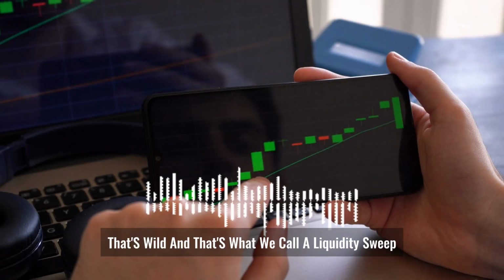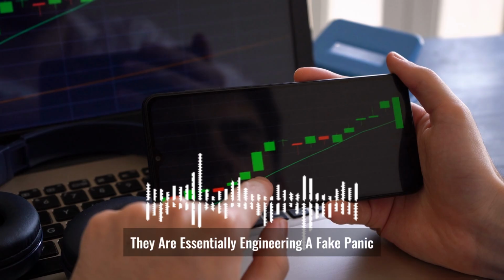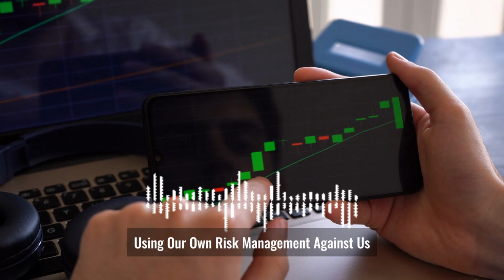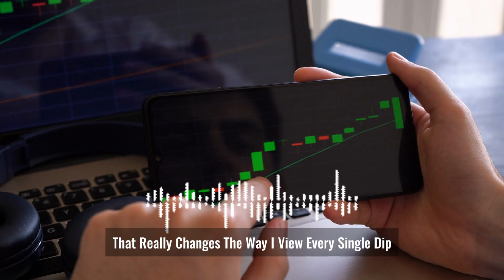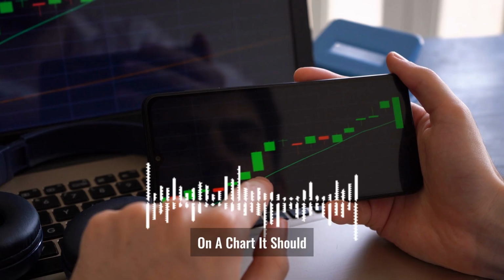Man, that's wild. And that's what we call a liquidity sweep. That is exactly what a liquidity sweep is. They're essentially engineering a fake panic just to trigger our protective shields, using our own risk management against us so they can load up their bags. That really changes the way I view every single dip on a chart. It should. It definitely should.